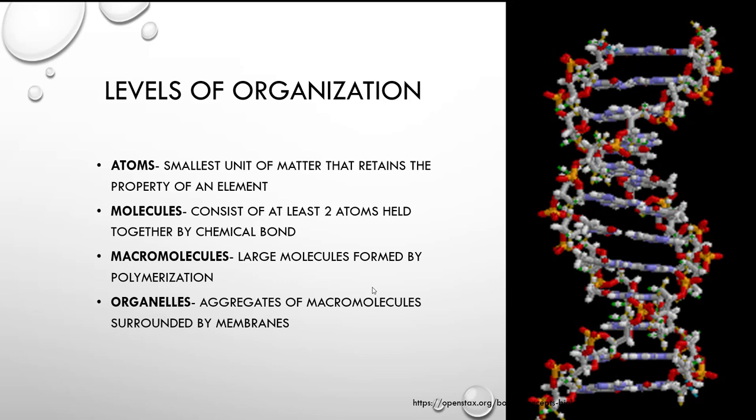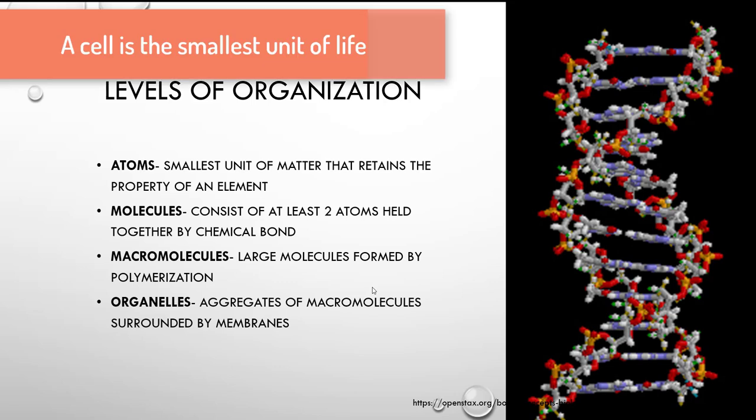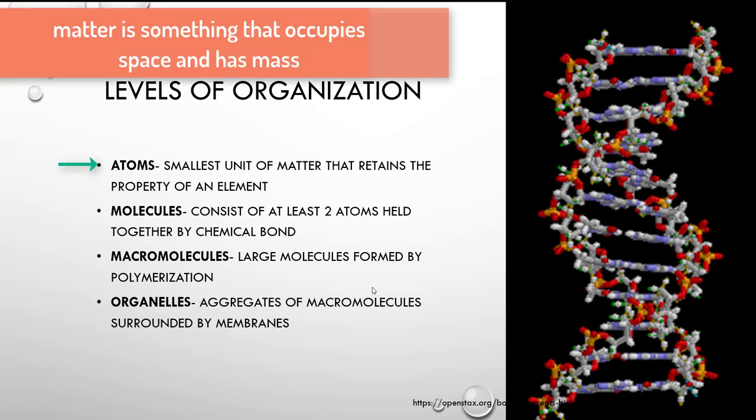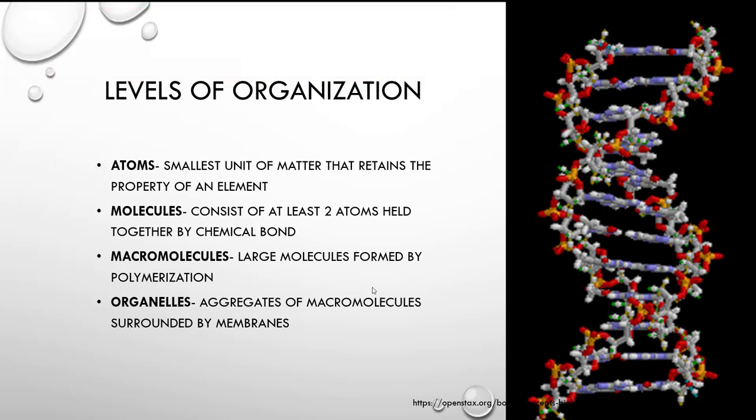So remember, one of the properties of life is order. So let's talk about the levels of order or organization of life. We can take the smallest unit of life, which is a cell, and we can look inside of it, and we can break it down even further. If we take a look at the smallest unit of matter, it is called an atom. The smallest unit of matter that retains the property of an element is called an atom.